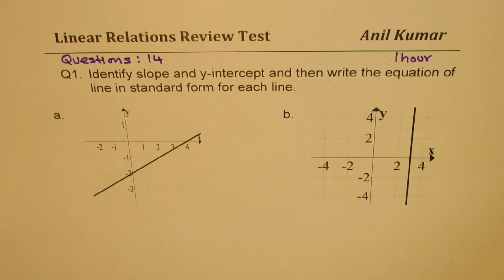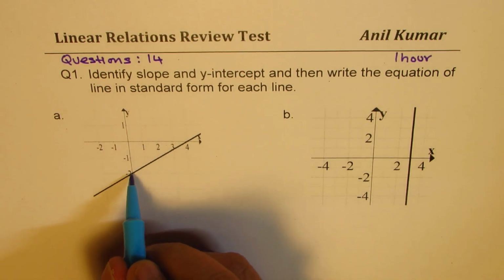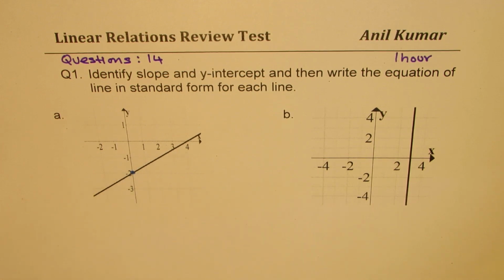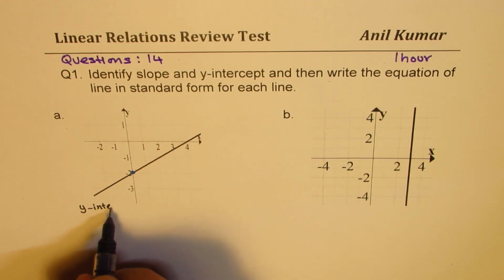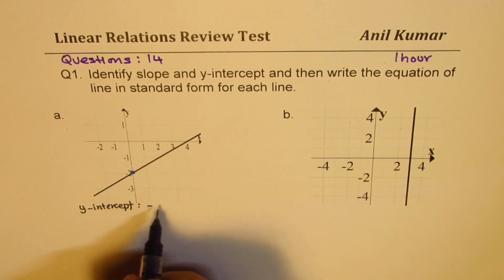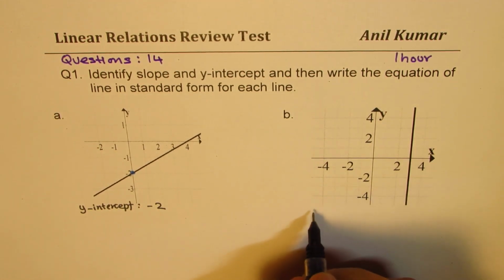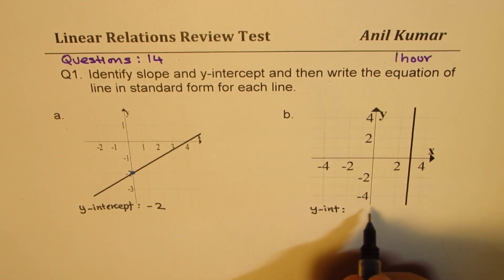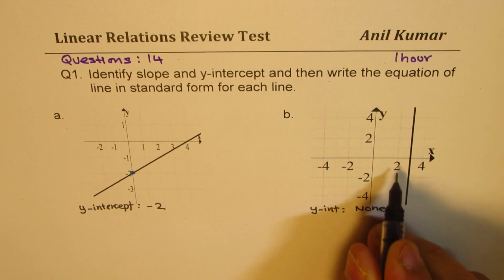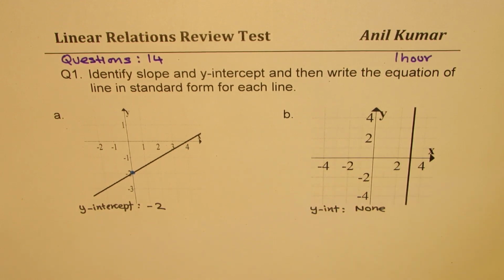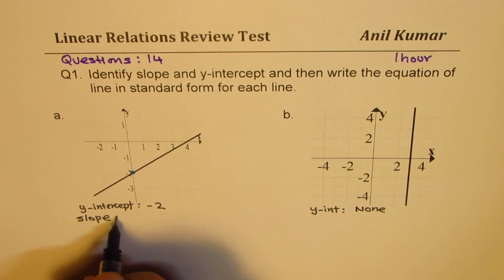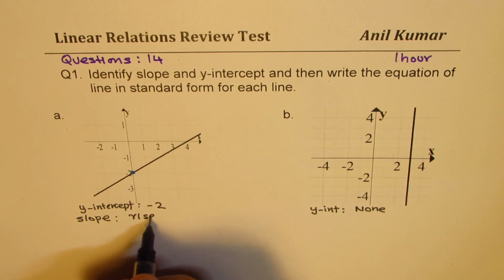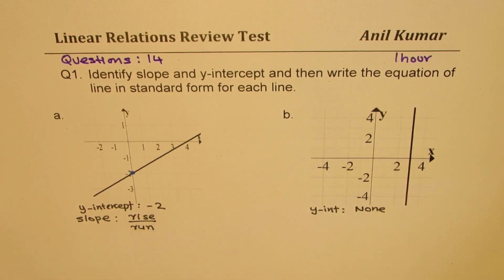Right. Now let's identify the slope and y-intercept. So y-intercept is simple, which is this point, right? So we can write here the y-intercept is given as, in this case, -2, and in this case y-intercept is what? Is none, right? So this is a vertical line which does not have any y-intercept. Now let's talk about slope. As far as the slope is concerned, we are looking for rise over run, correct? That is what slope is.